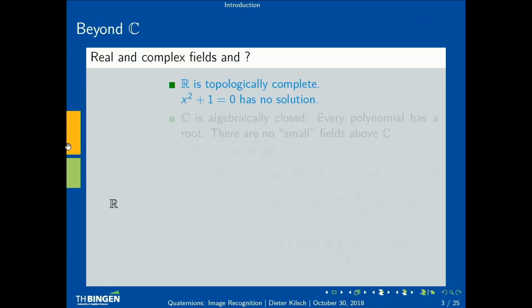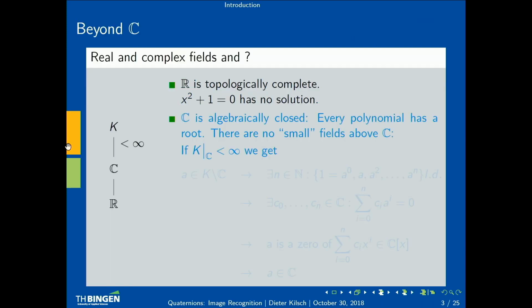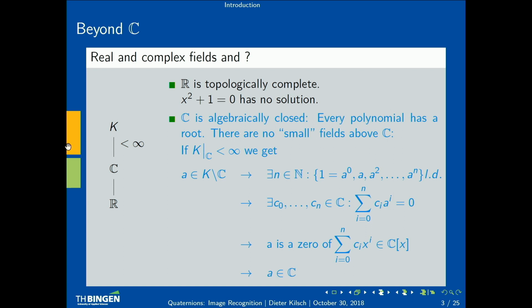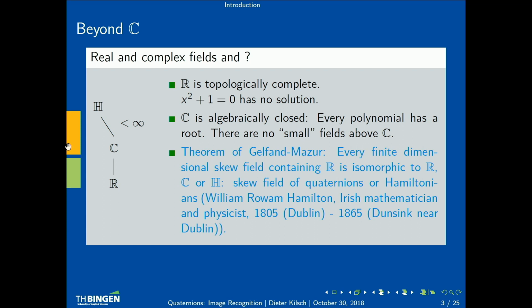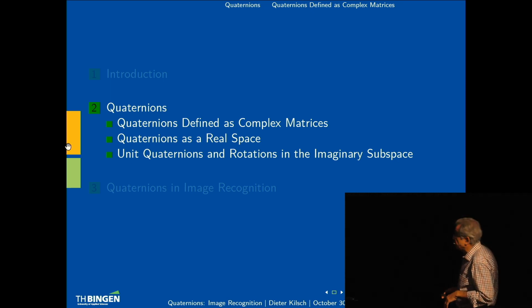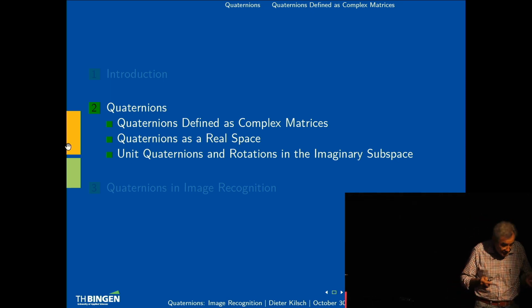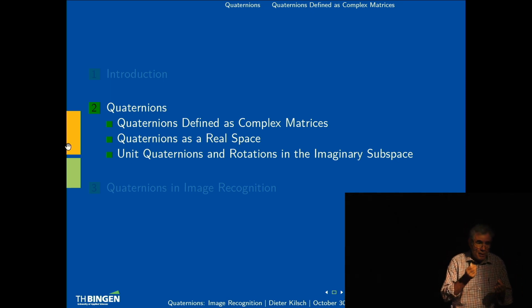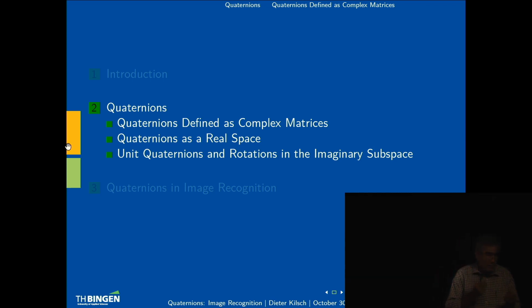Let me try to find the correct one. So we did that. This is the proof that you can't have a finite field above C. And the theorem of Gelfand-Mazur tells you that every finite dimensional skew field above R is either R, C, or the Hamiltonians. And now we come to the definition of the quaternions, in the same way as you may define complex numbers as the real 2x2 matrices of rotations and stretching.